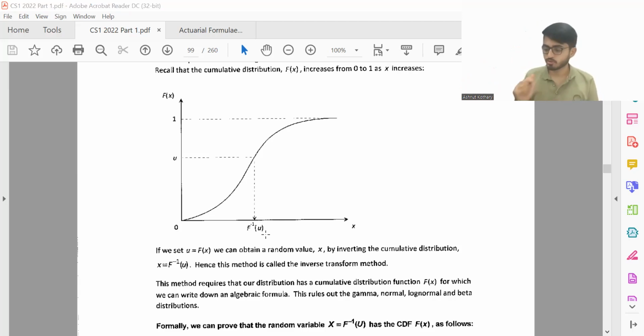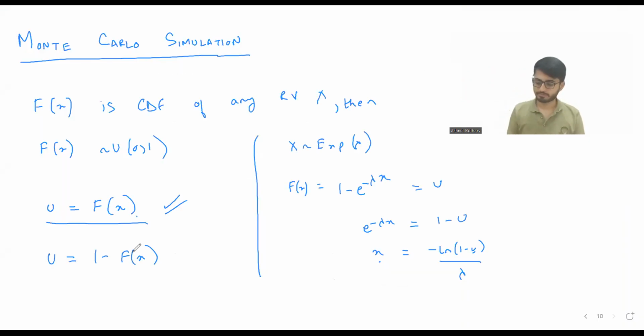Capital F, Harsh. U is equal to 1 minus capital Fx. Had I written small fx? Capital F. Everywhere it's capital F, not small f. So this section again is directly from the material.